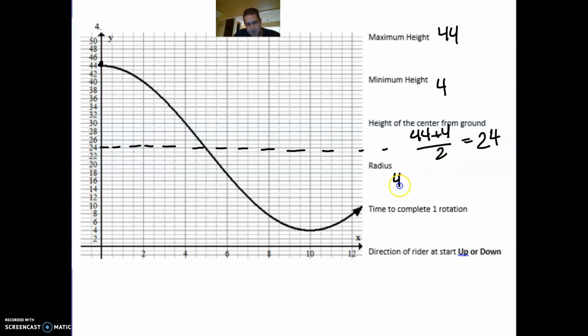And the radius, 44 minus 24 equals 20. So this is 20 above this, and this is 20 below this. That makes sense. Time to complete one rotation.